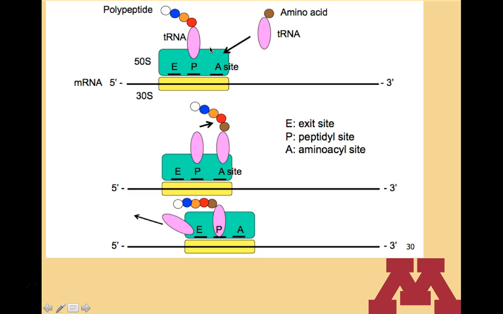Okay, so a charged tRNA binds to the A site, facilitated by a protein called EF-Tu, which hydrolyzes GTP. And the peptidyl transferase catalyzes the bond between the polypeptide and the amino acid at the A site, and the polypeptide is transferred. Then comes another protein called EF-G. It helps the ribosome translocate one codon to the right by hydrolyzing one more GTP. And then an uncharged tRNA is released from the E site. And that's the end of the elongation stage.